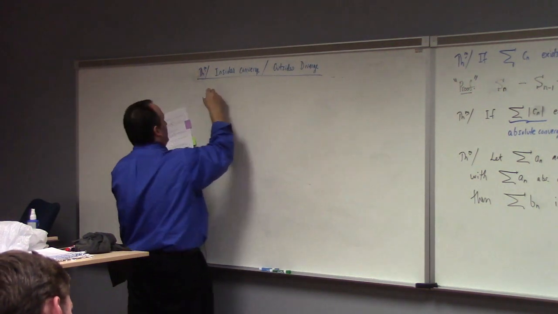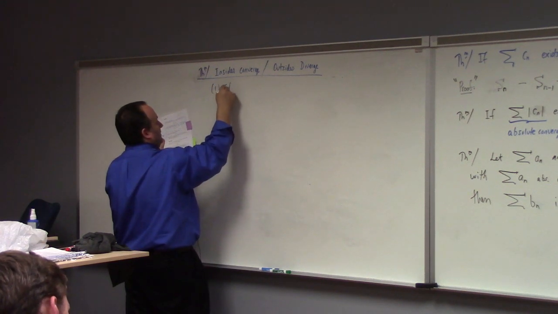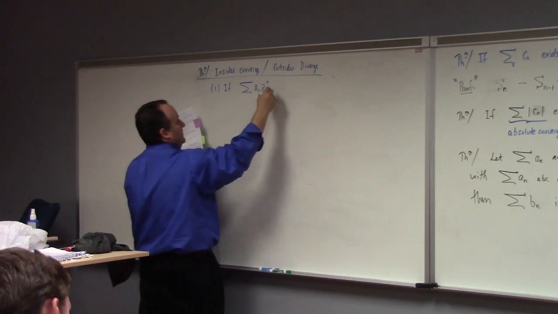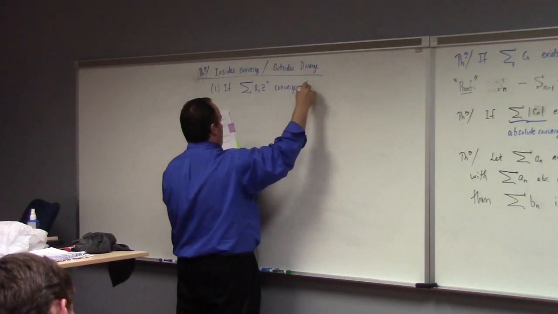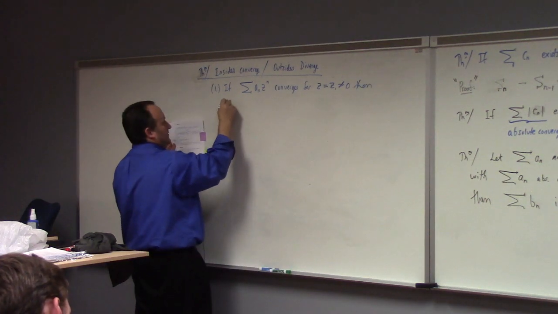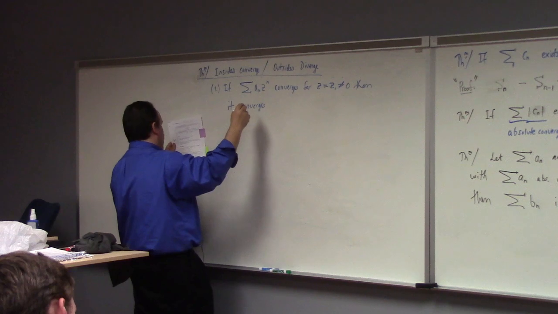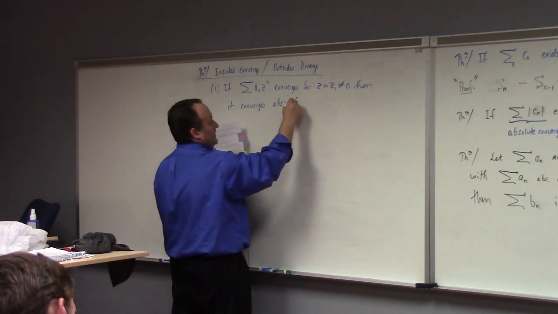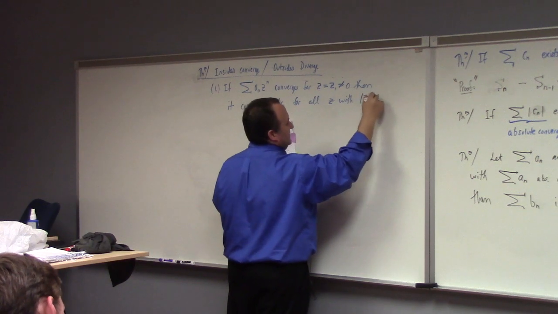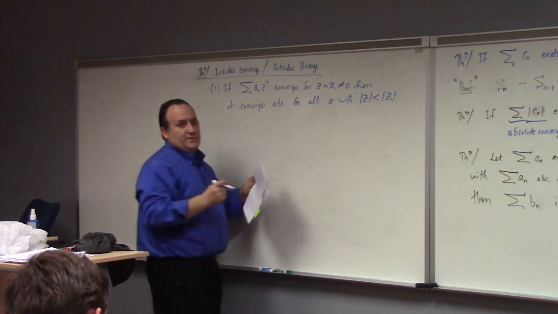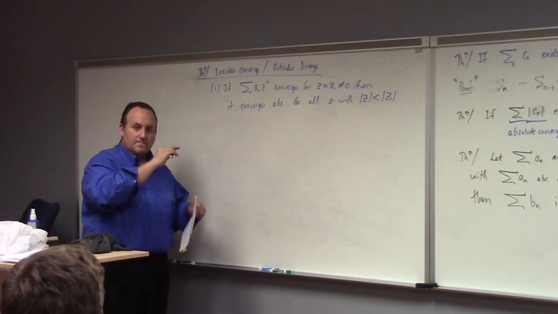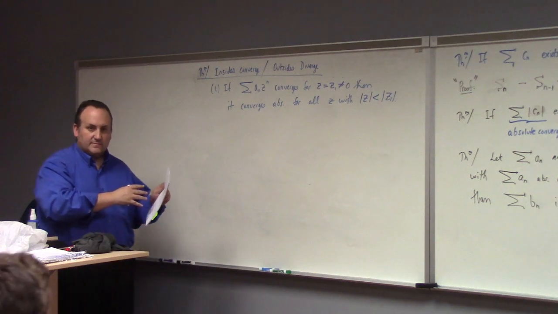And what I mean by that is just this. Number one, if you have this series, the sum of a sub n z to the power n, if this converges for z equals z1 not equal to 0, then by golly, it converges absolutely for all z with the modulus of z less than the modulus of z1. So if you have one point of convergence at a distance modulus of z1 away from your center, which in this case is 0, it all must absolutely converge within that. All right?